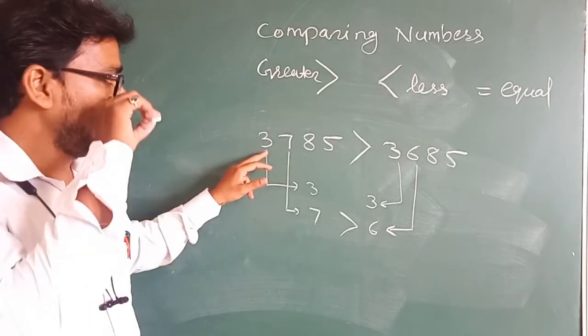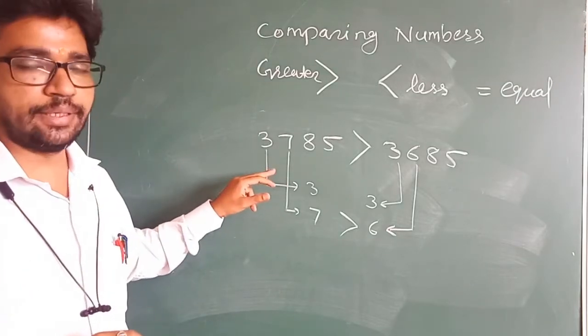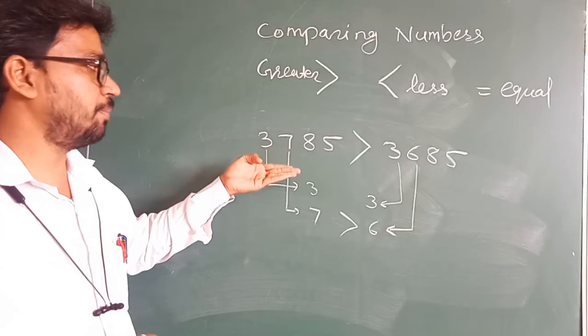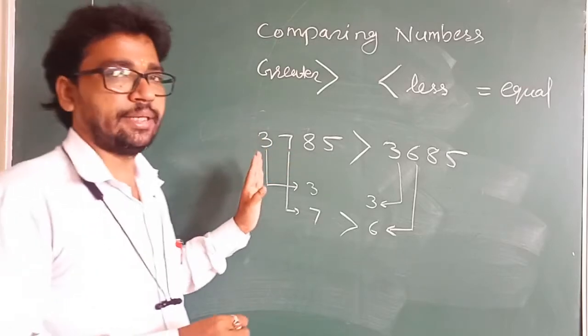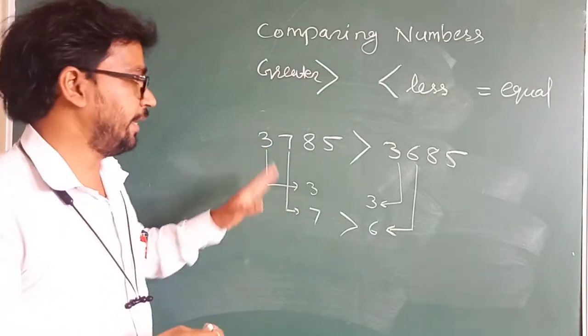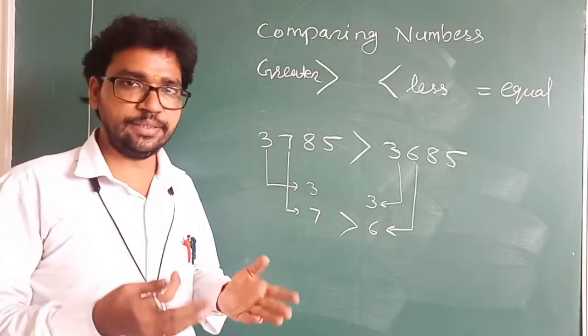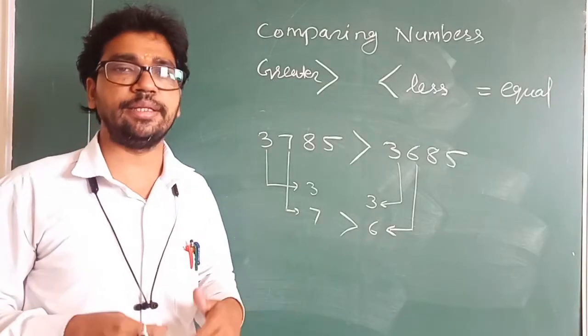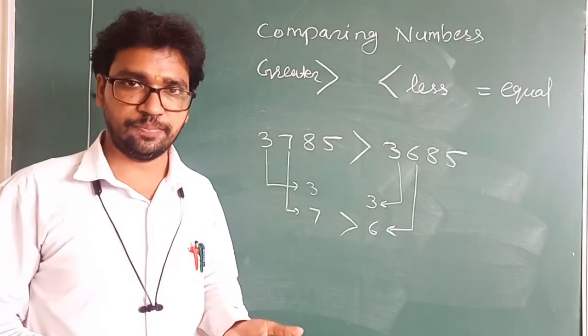Okay, so got it? How to compare the numbers? Whenever we have to compare numbers, first we compare the thousands place, then the hundreds place, then the tens place, and then the ones place.